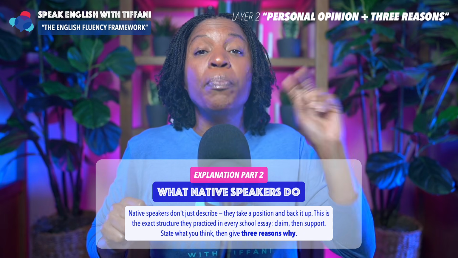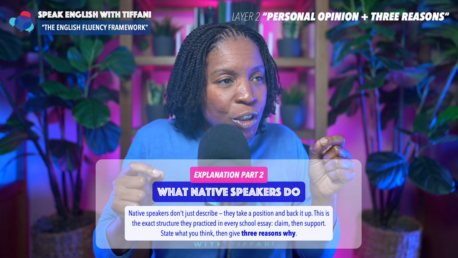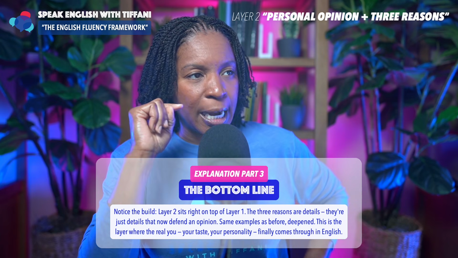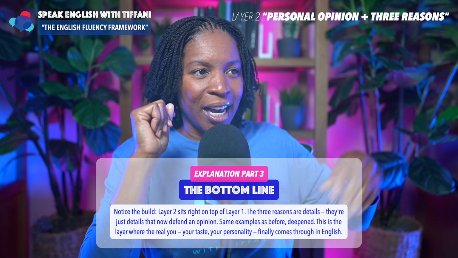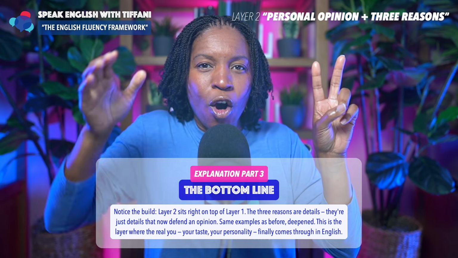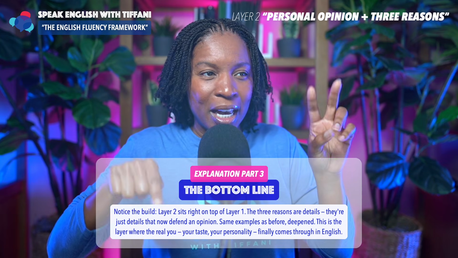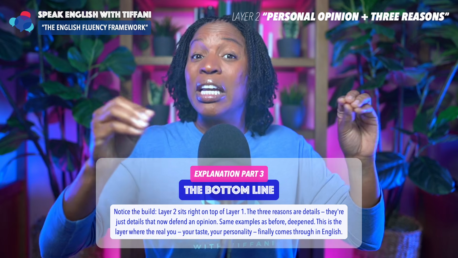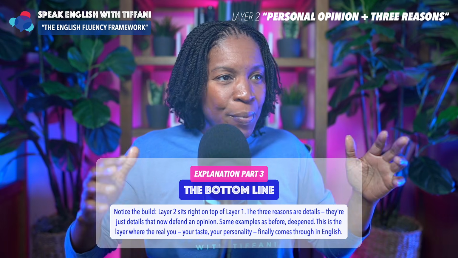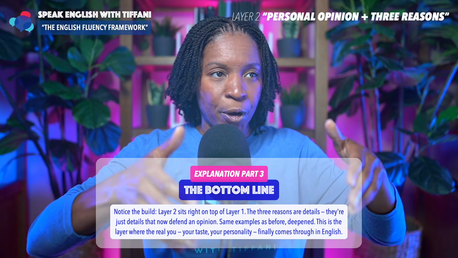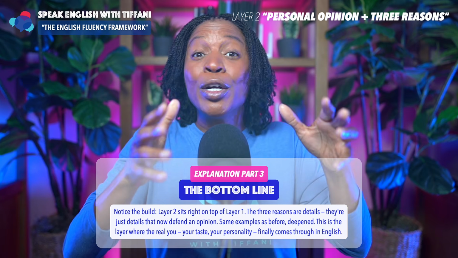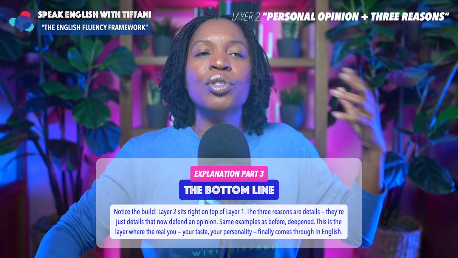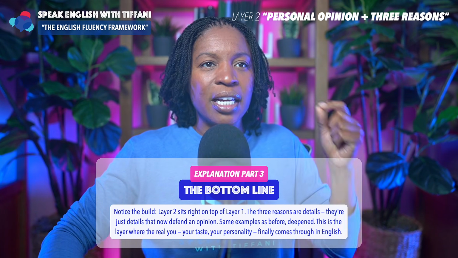Claim and then support your claim. State what you think, then give 3 reasons why. Lastly, the bottom line. Notice the build. Layer 2 sits right on top of layer 1. The 3 reasons are details. They're just details that now defend an opinion. Same examples as before, but now we're going to go deeper. This is the layer where the real you, your taste, your personality finally comes through in English. This is a powerful layer.